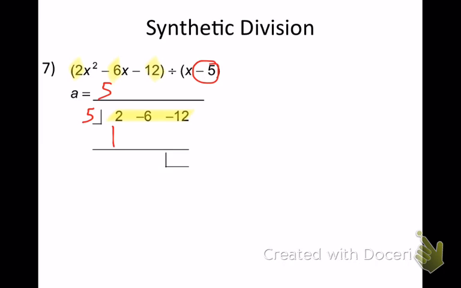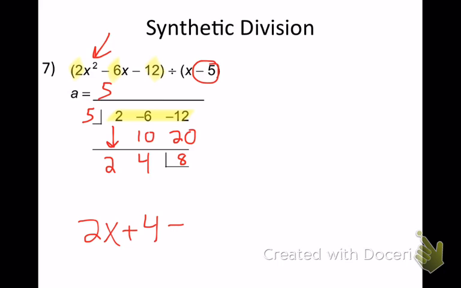First thing I'm going to do is bring the first one down. So that's going to be a 2. And then I'm going to multiply with 5 times 2. Negative 6 and 10 is? 5 times 4 is? Negative 12 and 20 is? Again, I started with x squared, so my answer is going to start with x. So it's going to be 2x plus 4 plus 8 over x minus 5.